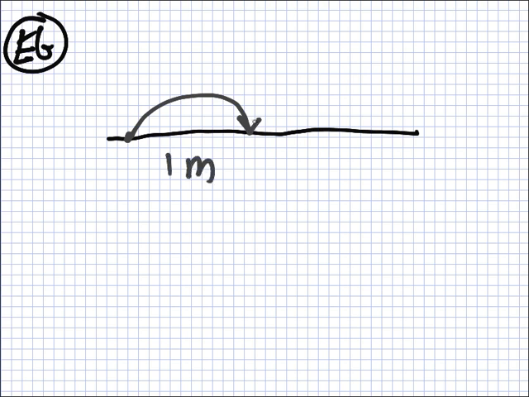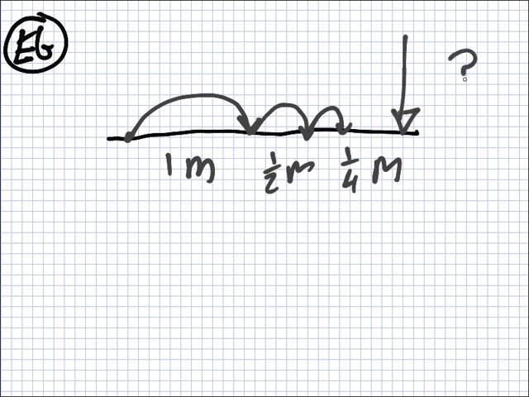Right, here's the next example. You have a frog, and the frog hops 1 meter. Then the frog hops half a meter. Then the frog hops a quarter of a meter. Okay? And I want to know how far does he travel in total if he does this forever? Final position. What is it?